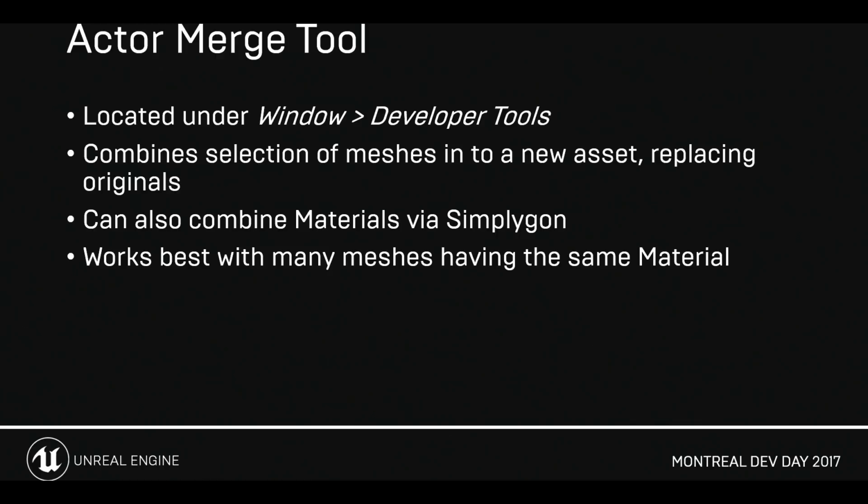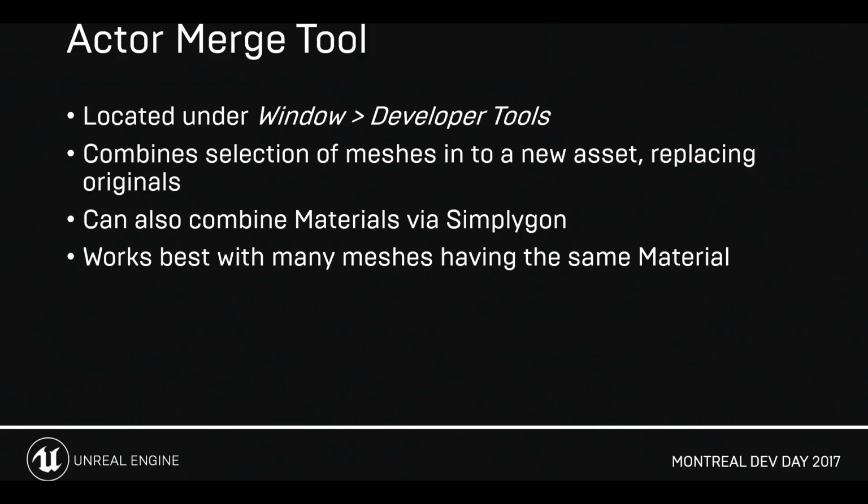Know about the Actor Merge tool. This is located under Window, Developer Tools. This is going to take a selection of meshes and combine them into a brand new asset that will replace the original in your scene. So we use this a lot to just cut down on the total number of draw calls. The cool thing about doing this is it actually makes a new mesh out of whatever you had selected. And if you want to, you can open that mesh up in the static mesh editor and then start doing reduction and LODs on it if you'd like to.